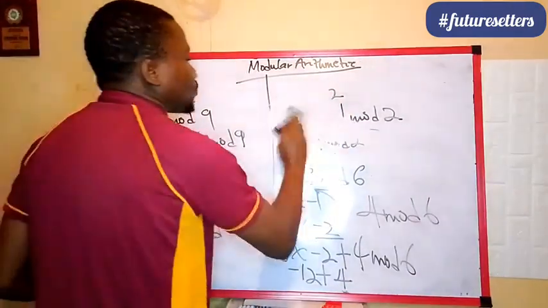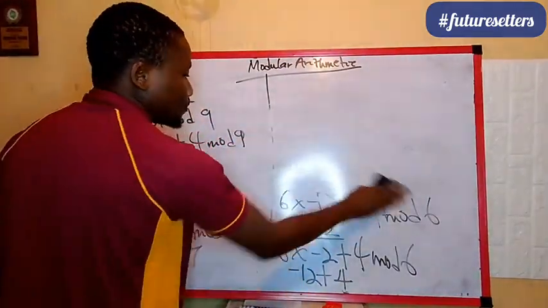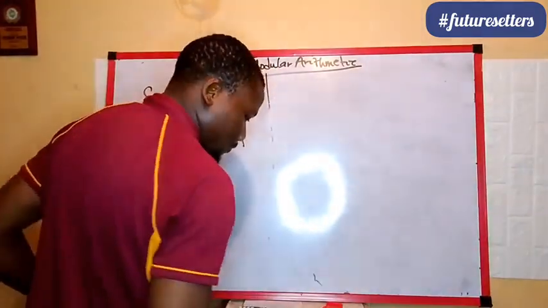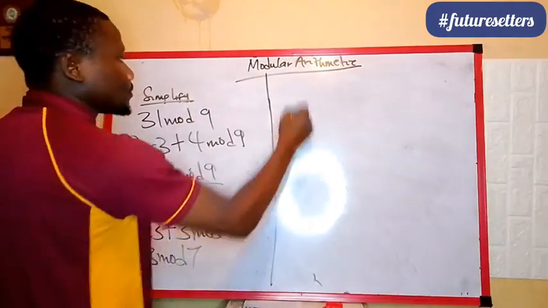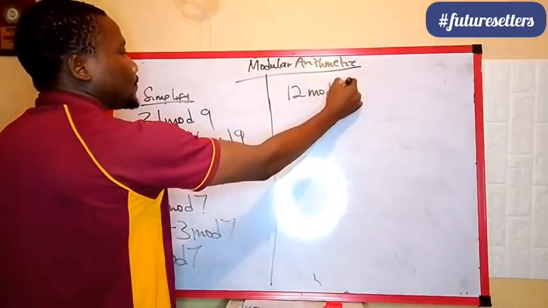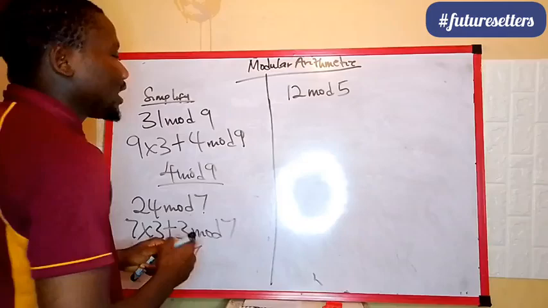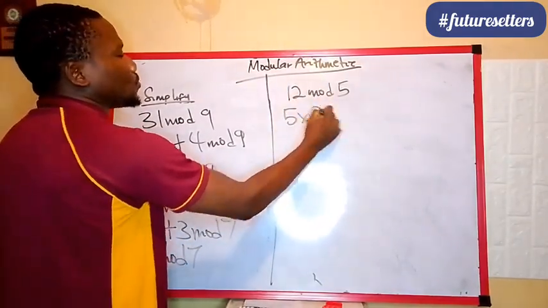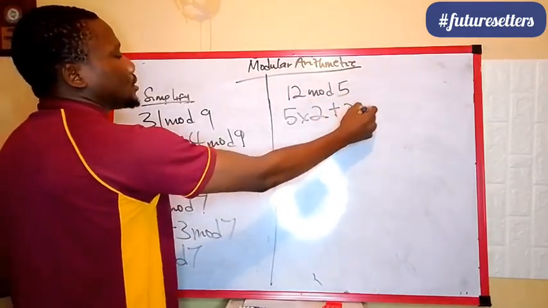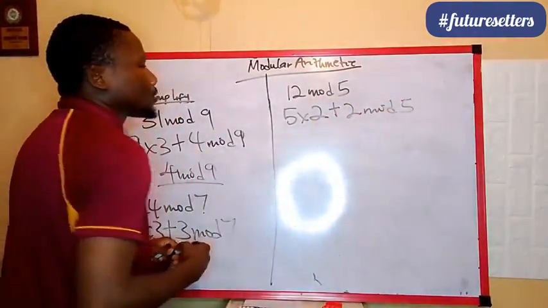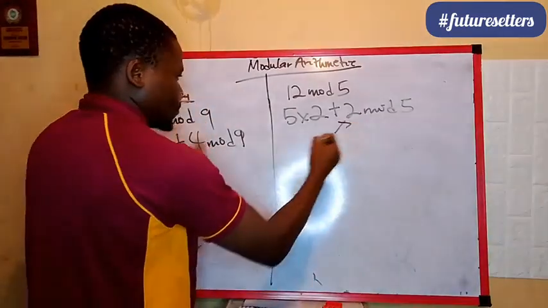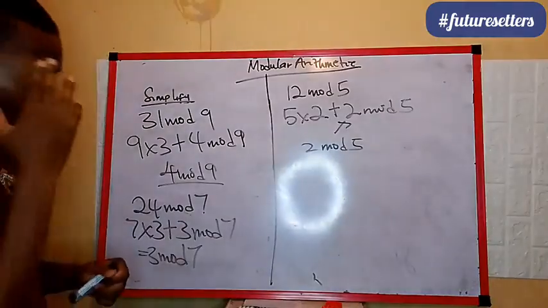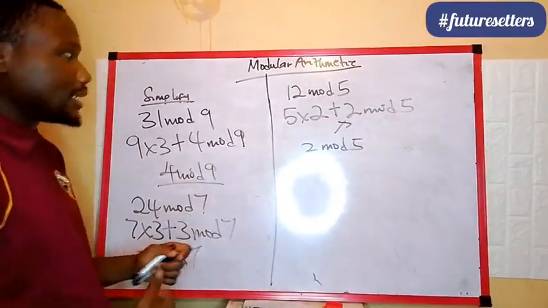Then we have another one here, which is 12 mod 5. We're also going to try something out. In 12 mod 5, like I said, we focus on the mod. We have 5 there, so this will give us 5 times 2, which is 10, so we're going to add 2 to this mod 5, and this will give us 2 mod 5. Take note that what you have here matters a lot.